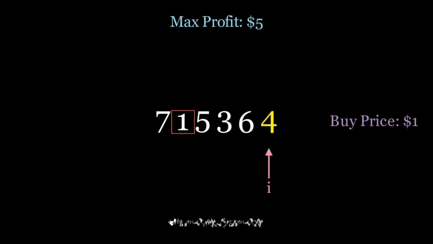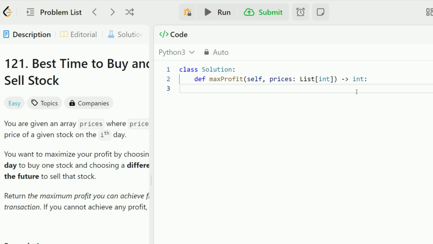And in this case, our final result is $5, and this algorithm runs in O(n) time and O(1) space complexity because we iterate through the array once, and we only keep track of 2 variables, the maximum profit and the buy price. All right, so let's get started with the coding implementation.